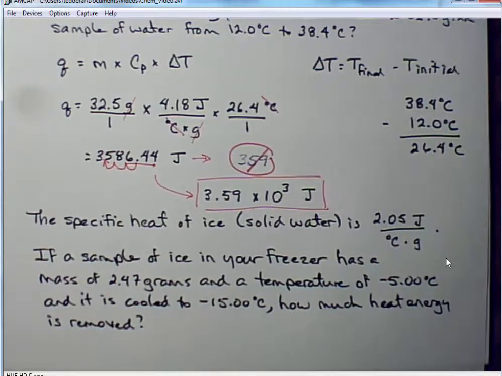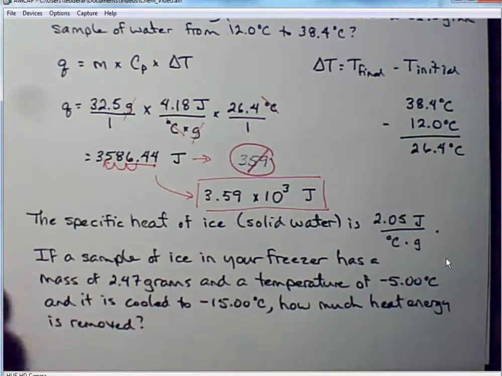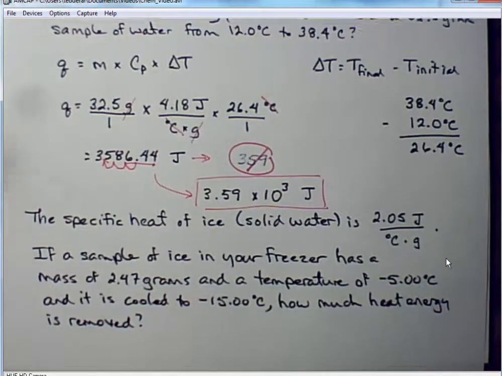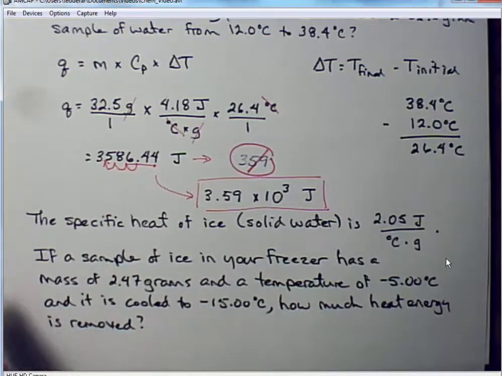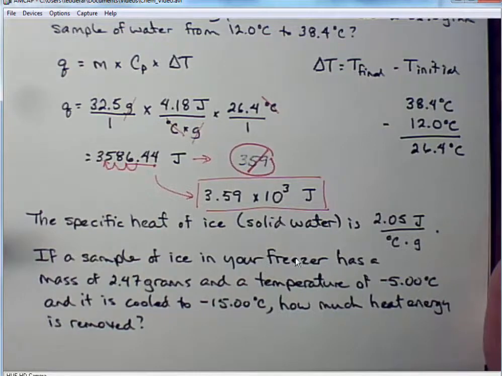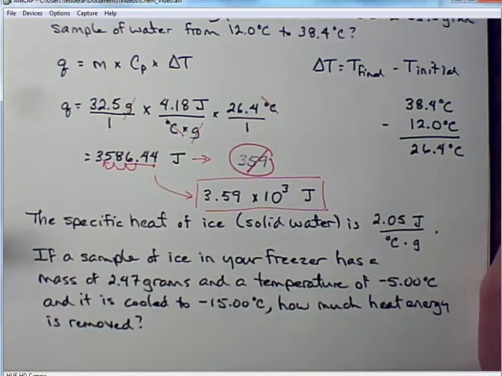So the question is, if a sample of ice in your freezer has a mass of 2.47 grams and a temperature of negative 5.00 degrees C, and it's cooled to negative 15.00 degrees C, how much heat energy is removed? So we're going to pause this video, and if you're watching this, solve the problem. Once you've solved it, check your work by what I do next.